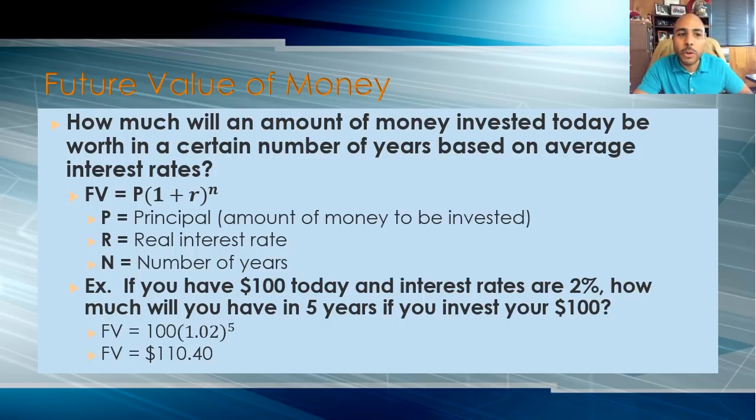What you'll find is that the future value of $100 invested today at 2% interest for 5 years would yield $110.40. So if you took your $100, put it in the bank at 2% interest and left it there for 5 years, at the end of 5 years your $100 will have grown to $110.40. Remember, that's how you can let your money grow, by investing it. If you want to know how much money you're going to have after a certain period of time, that's why you use this equation, the future value of money.